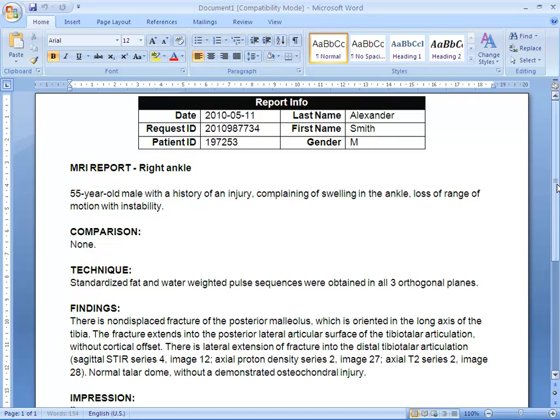There is a moderate volume joint effusion of the tibiotalar articulation with anterior and posterior capsular prolapse.